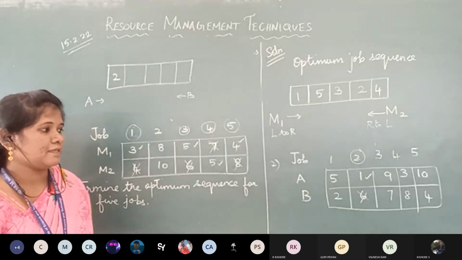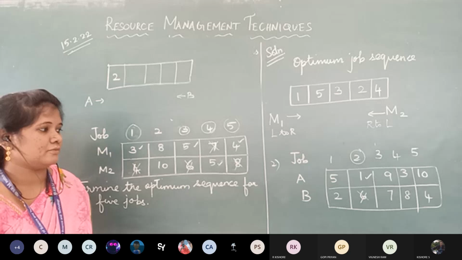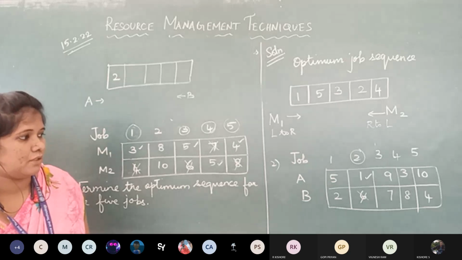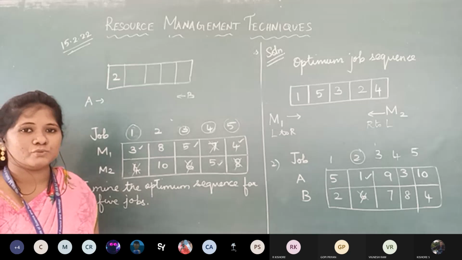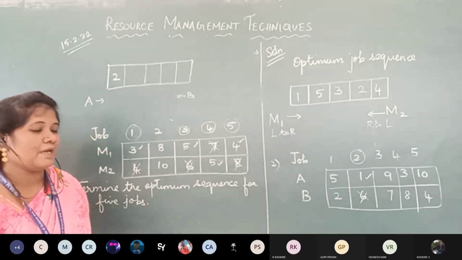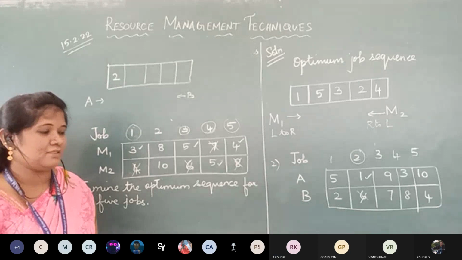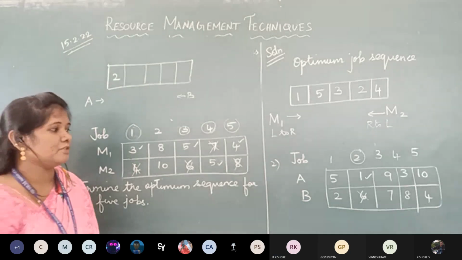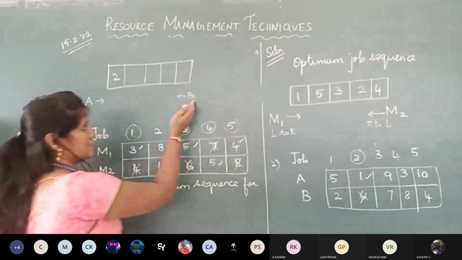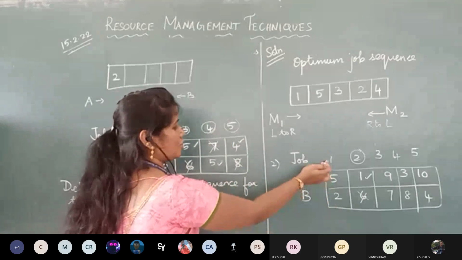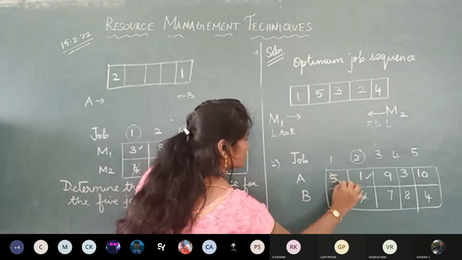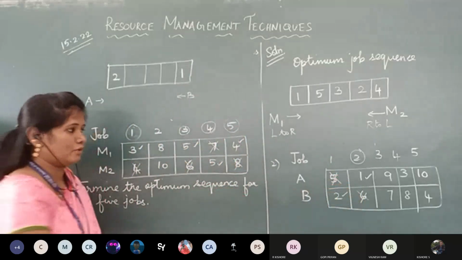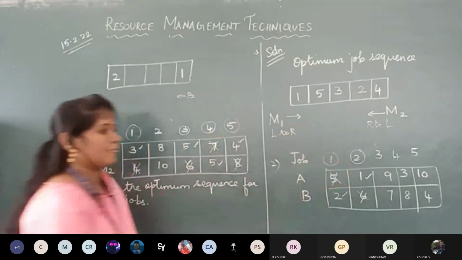Next, which is your least value? 2, ma'am. Since there is 2, it is coming from your B. Okay, it is coming from B machine. So your B machine, since it is coming from this side, it is job 1. So you'll write 1 here. You have taken this 2, this will get cancelled. So your job 1 is also over.